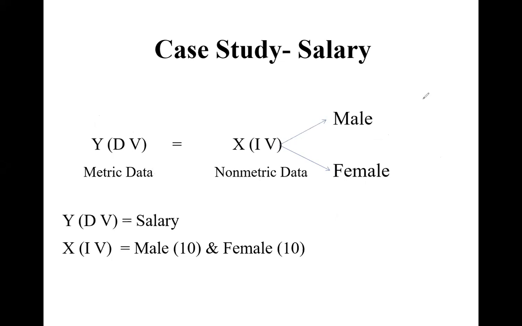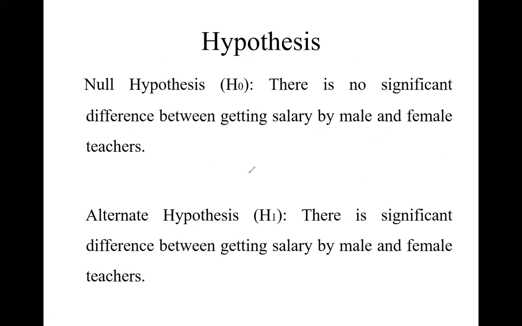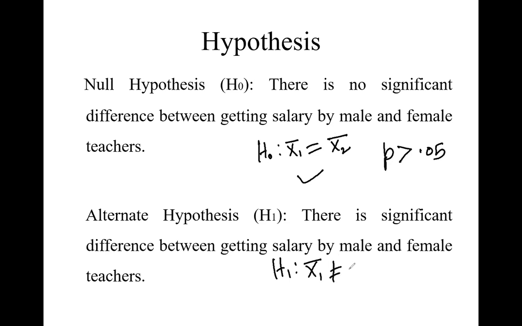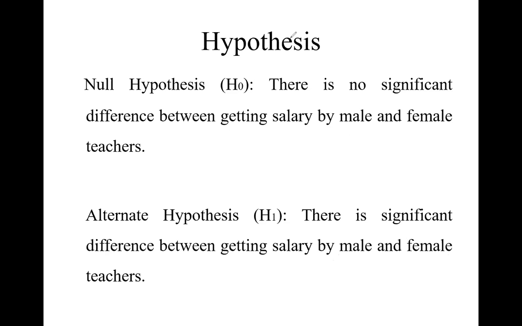In the null hypothesis, we assume there is no significant difference between the salary of male and female faculty members in the private sector. There is no difference. Both are getting equal salary. If the p-value is greater than 0.05, we will say there is no difference. But the alternate hypothesis says no, there is a significant difference between the male teachers' salary and female teachers' salary, and the p-value would be less than 0.05. Okay, now we take the case study.